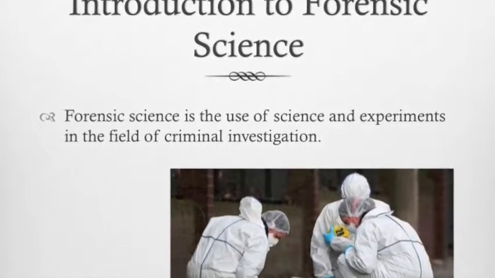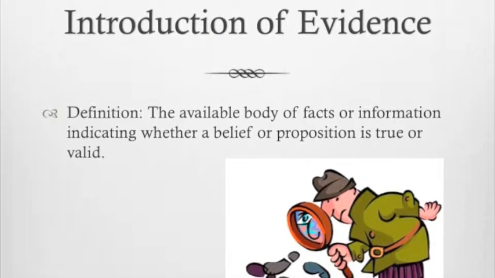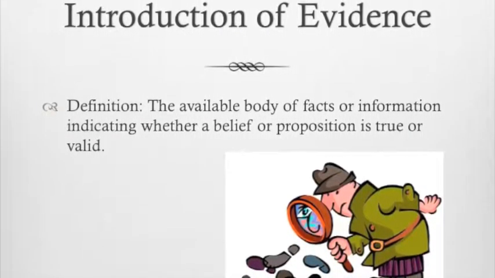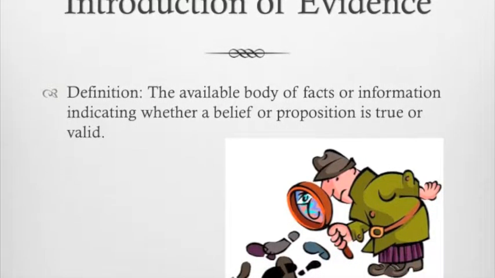Forensic science is the use of science and experiments in the field of criminal investigation. Its use is to collect and analyze evidence at a crime scene. The thing that plays the biggest part in catching a criminal is evidence. Evidence is anything left behind by the perpetrator.